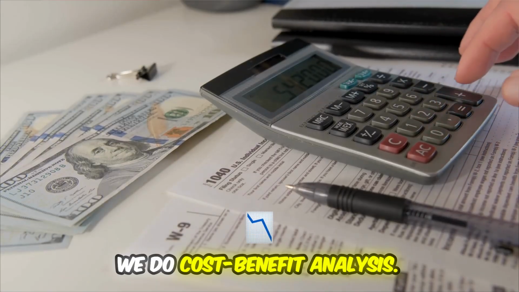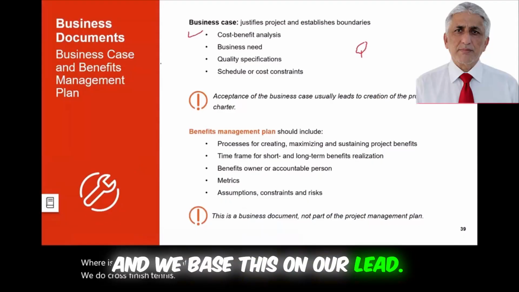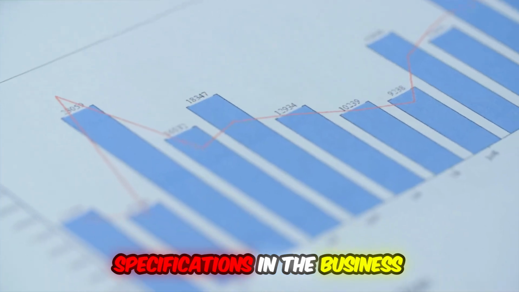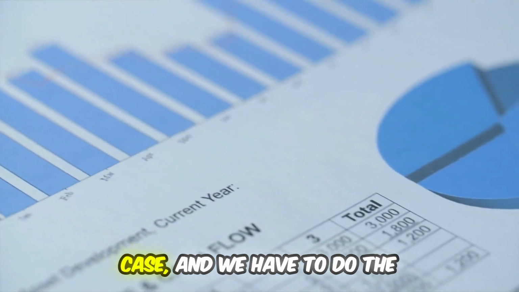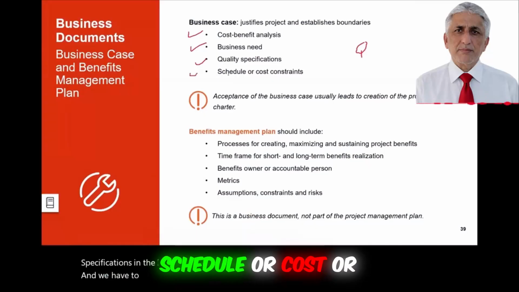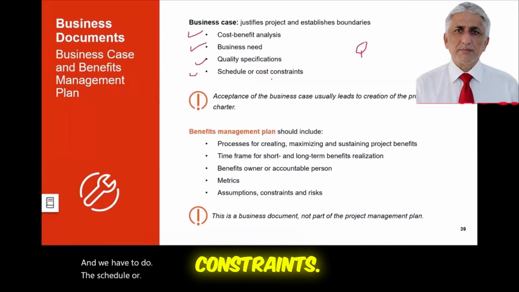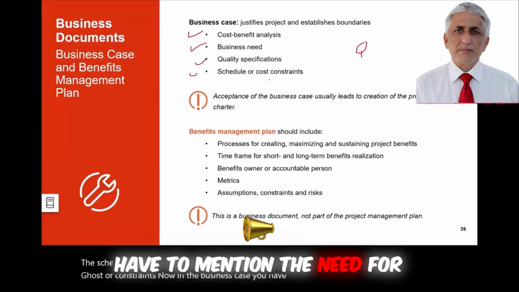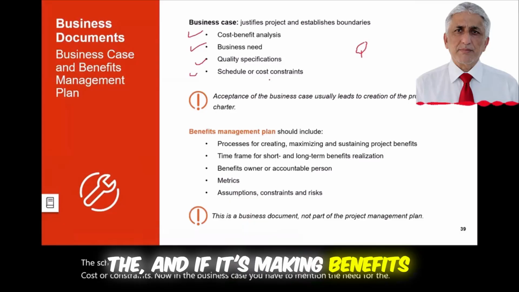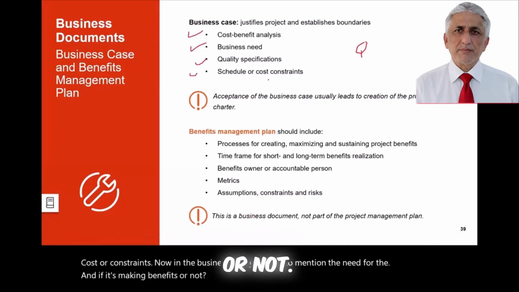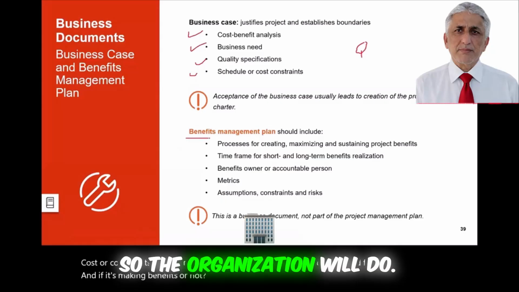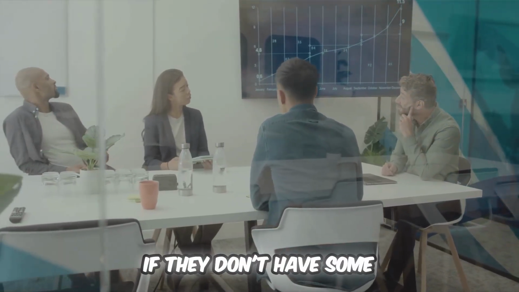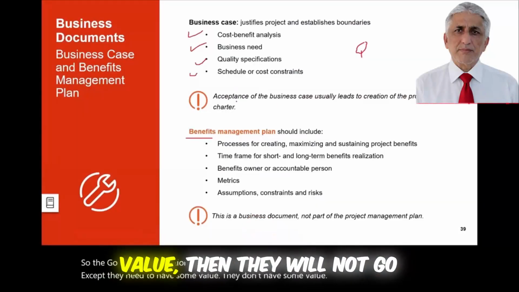We do cost benefit analysis, and we base this on our need. We have to mention quality specifications in the business case. And we have to do the schedule or cost or constraints. Now, in the business case, you have to mention the need, and if it's making benefits or not. So the organization would accept it only if it has some value. If they don't have some value, then they will not go with it.